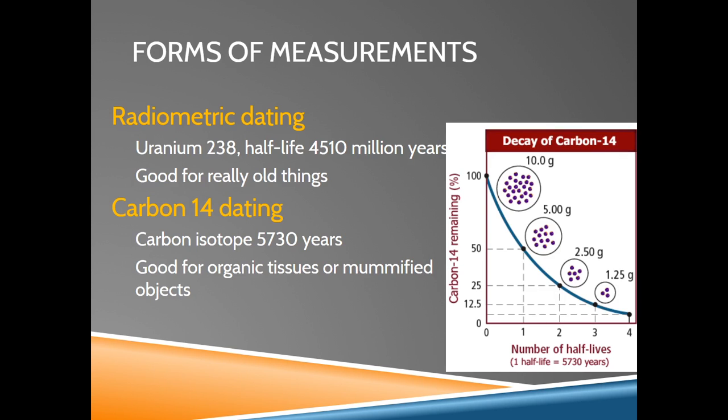Again, it's just about how much of the carbon in the carbon dating, for example, is left. So here, if you had 100%, there was 10 grams. Over time, 5,730 years, you'd only have about 5 grams left. And then another 5,730 years, 2.5 grams, and so forth down the line. So you can add those up and determine how old an object is.